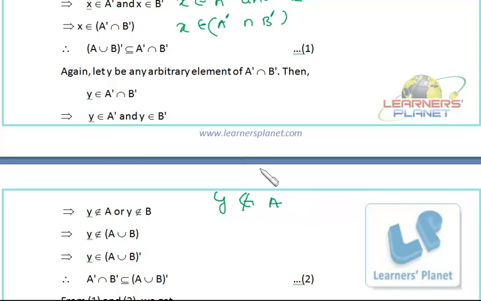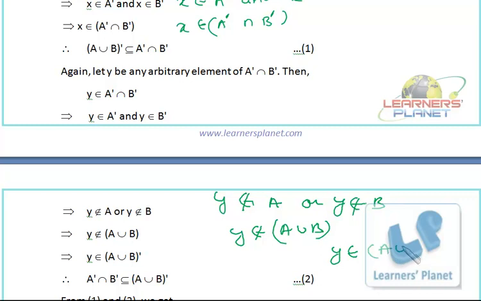Okay, and y doesn't belong to B, right? Because y belongs to A dash and y belongs to B dash. That means y does not belong to A or y does not belong to B. That means precisely y does not belong to A union B, right? If y is not an element of A union B, that means y does not belong to A union B. That means y belongs to A union B dash, right?